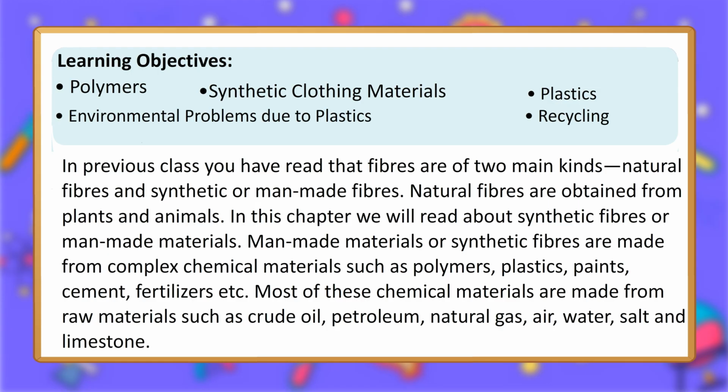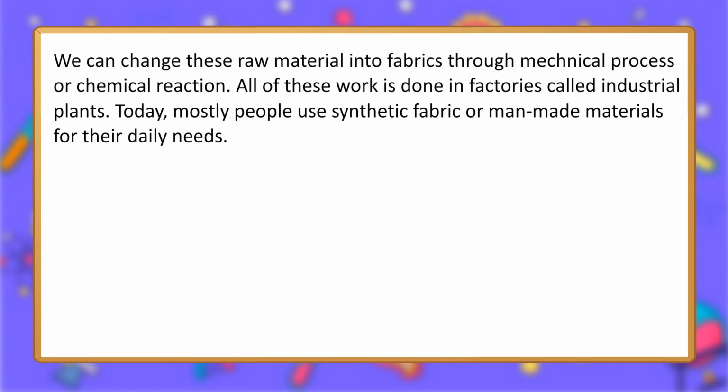Most of these chemical materials are made from raw materials such as crude oil, petroleum, natural gas, air, water, salt and limestone. We can change these raw materials into fabrics through mechanical processes or chemical reactions. All of this work is done in factories called industrial plants. Today, most people use synthetic fabric or man-made materials for their daily needs.